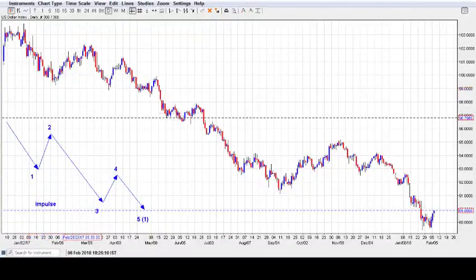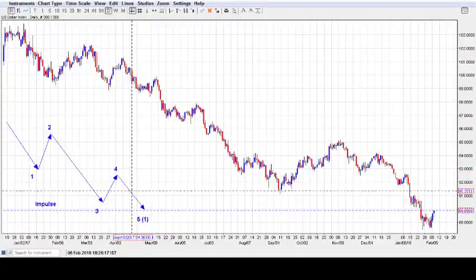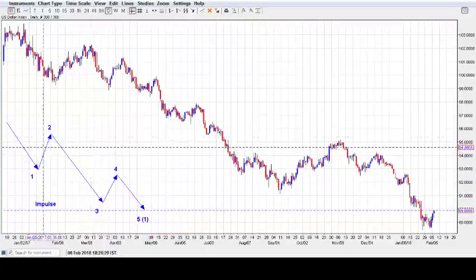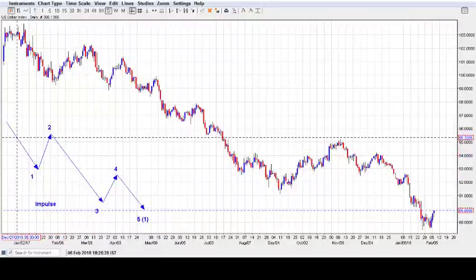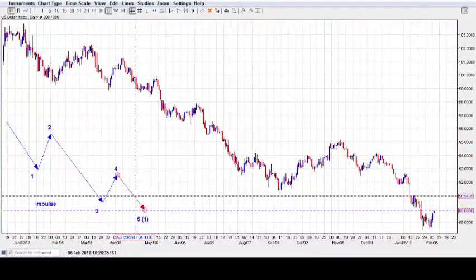As far as the chart is concerned, right now we are somewhere in the fifth wave. I think we have not yet completed the fifth wave. Quickly, the properties of an impulse wave. Waves 1, 3, and 5 subdivide into five waves themselves.